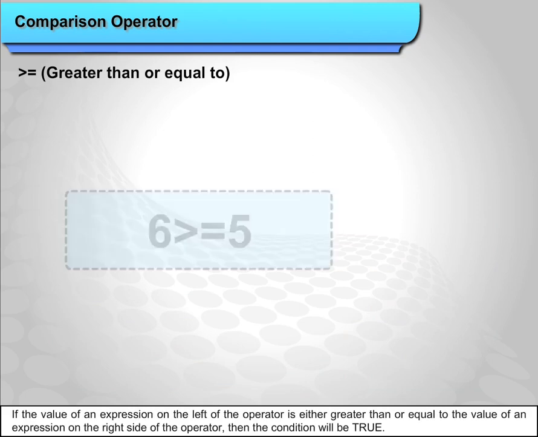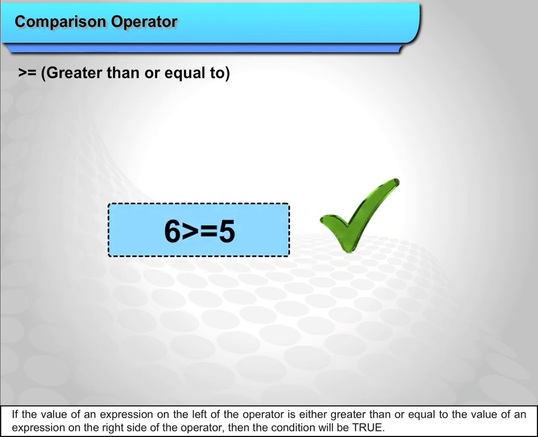Greater than or equal to. If the value of an expression on the left of the operator is either greater than or equal to the value of an expression on the right side of the operator, then the condition will be true.